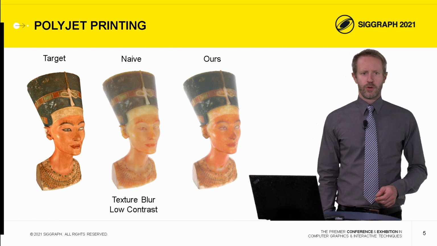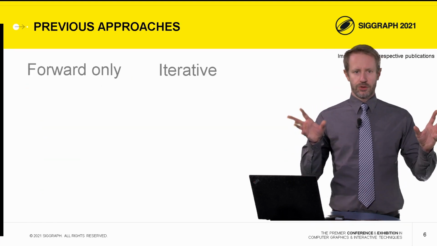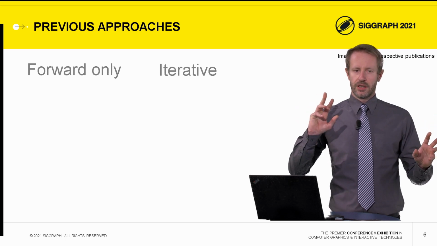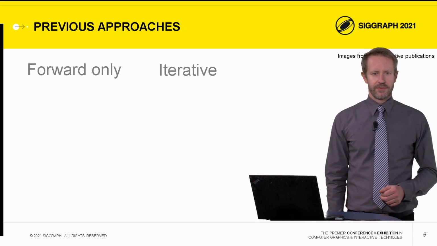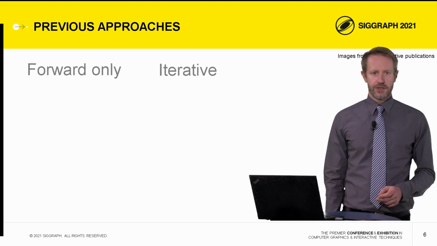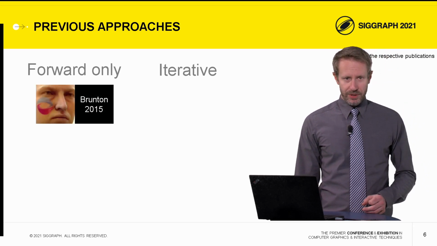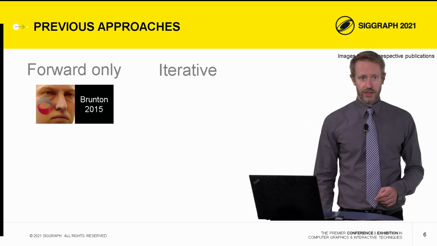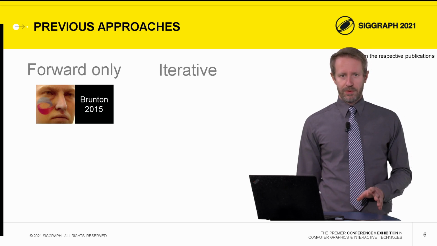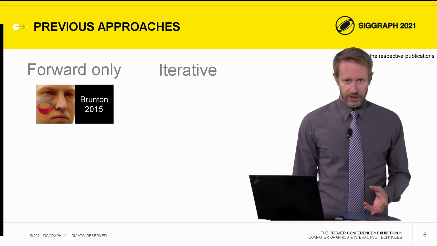There has been quite some work in the area, of course, and we can basically put it into two different categories. There are the forward-only approaches and there are iterative pipelines. In 2015, Brunton and others were the first to show high-quality, full-color 3D PolyJet printing with faithful color reproduction based on a generalization of half-toning. Our pipeline is capable of doing the same, while very easily generalizing to arbitrary material sets.